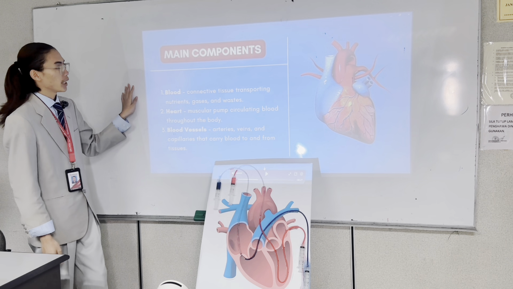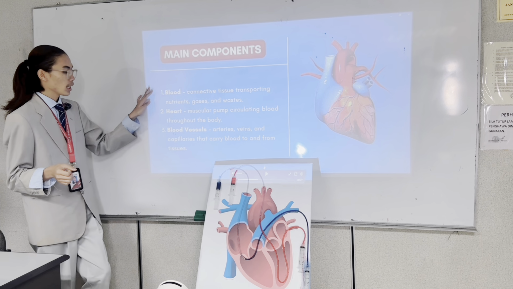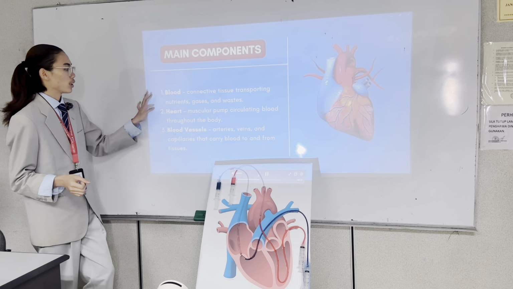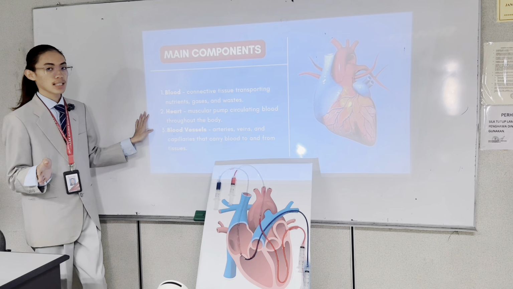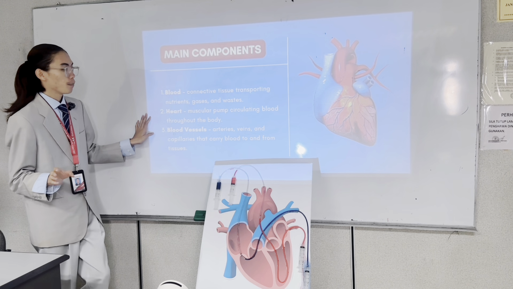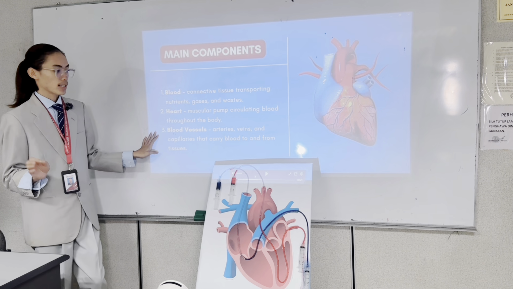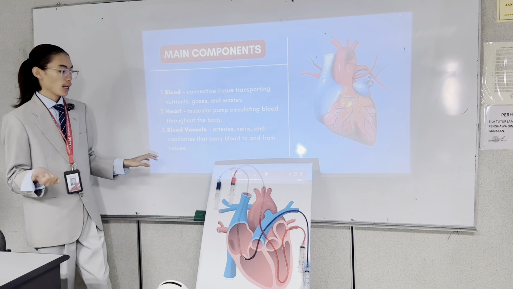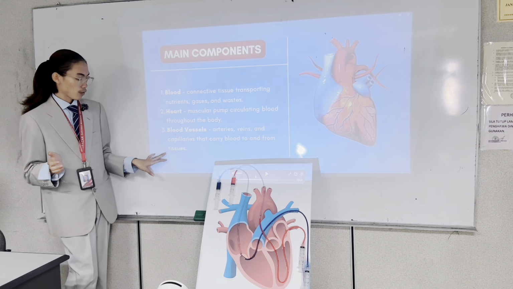So here are the main components of the circulatory system. There are three main components, which are blood, heart, and blood vessels. Blood is a connective tissue transporting nutrients, gases, and waste. Number 2 is the heart, a muscular pump circulating blood throughout the body. The last one is blood vessels, which are arteries, veins, and capillaries that carry blood to and from tissues.